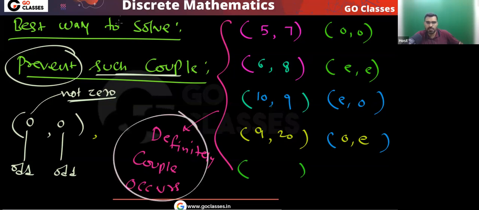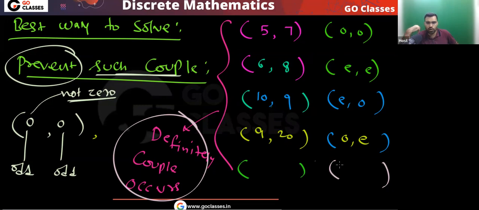Agree? Did you understand this question? Please tell me. If I give you one more, now what should I give you? Should I give you odd, odd? If I give you odd, odd, they will create a couple. If I give you even, even, they will create a couple. If I give you even, odd, they will create a couple. If I give you odd, even, they will create a couple. So whatever I do, one couple will be created.